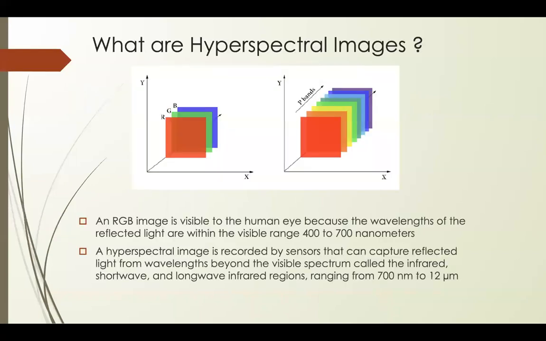An RGB image is visible to the human eye because the wavelengths of the reflected light are within the visible range, 400 to 700 nanometers. A hyperspectral image is recorded by sensors that can capture reflected light from wavelengths beyond the visible spectrum, called the infrared, shortwave, and longwave infrared regions, ranging from 700 nanometers to 12 micrometers. Hyperspectral image bands beyond the infrared cannot be seen by the human eye, but three bands can be selected and displayed as an RGB image.